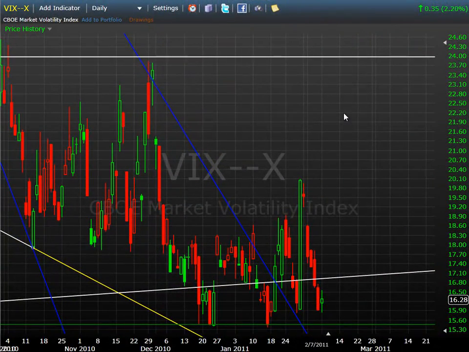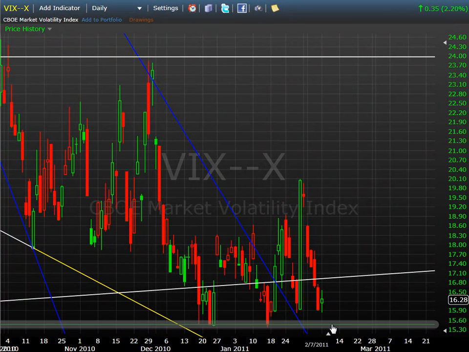Now we're here looking at the volatility index in the daily time frame. Let me draw attention right away to this candlestick. This is a potential reversal candlestick. I do think there's still a potential that we could head back down to put in a triple bottom in the volatility index at this level.